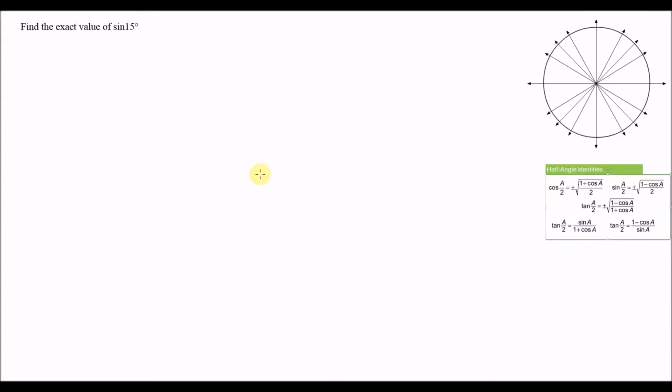And I'm just going to work on some problems, give some example problems, utilizing each half-angle identity, the cosine, the sine, and the tangent. And that's it.